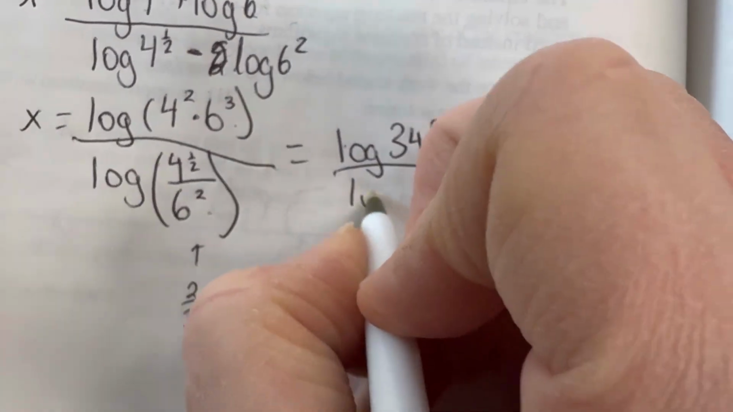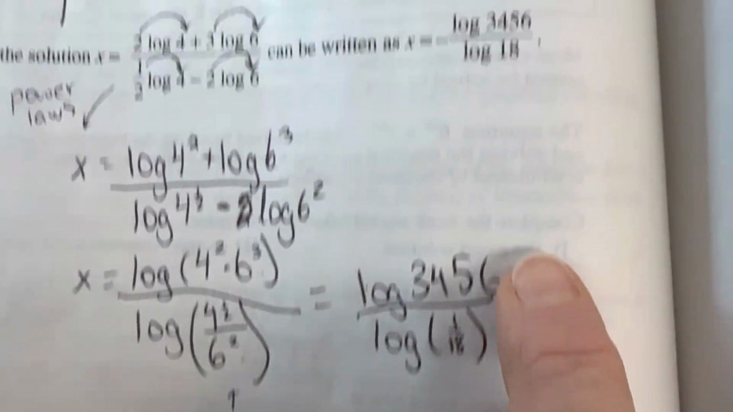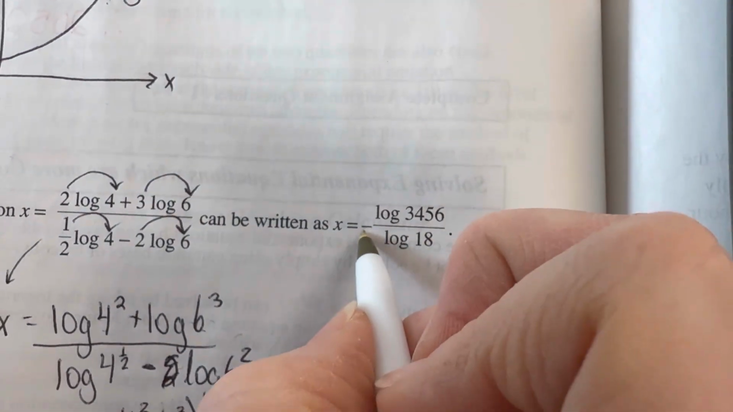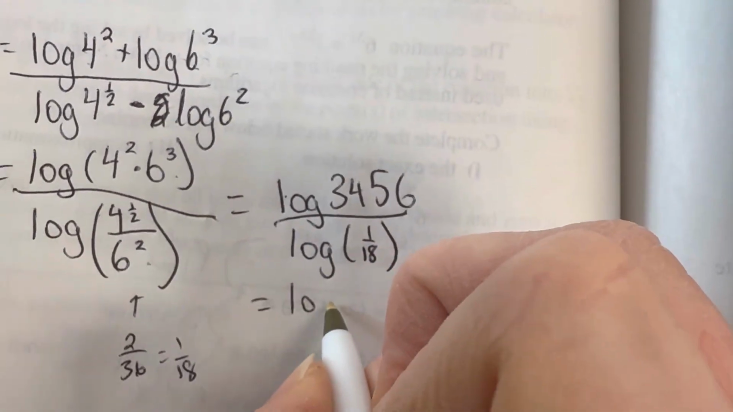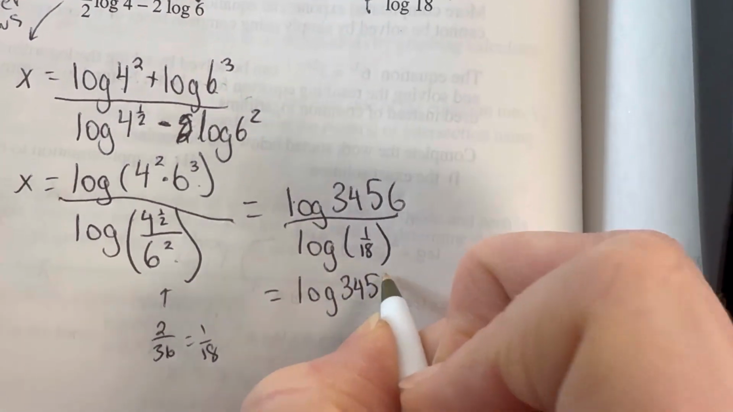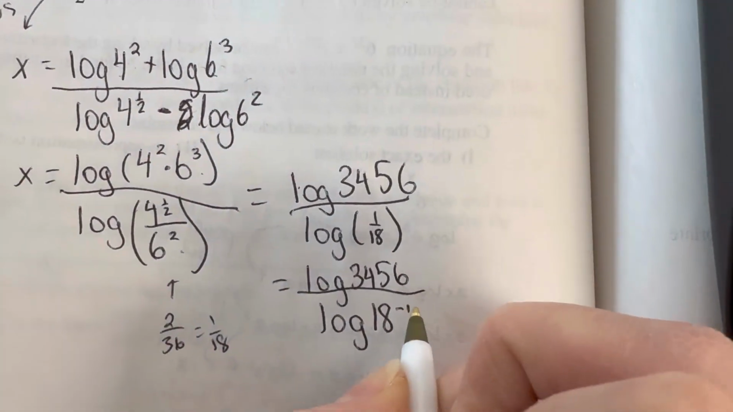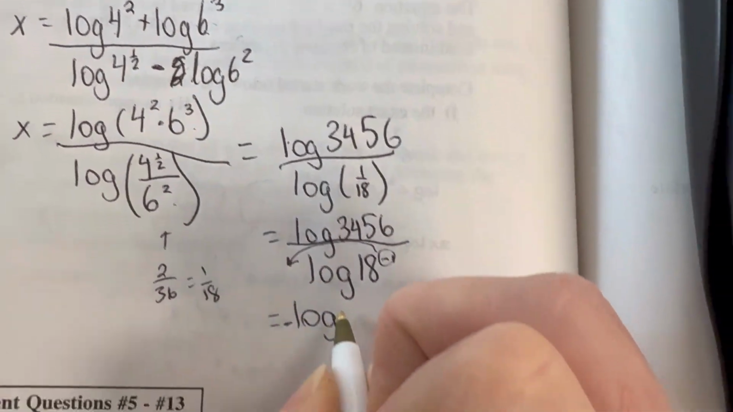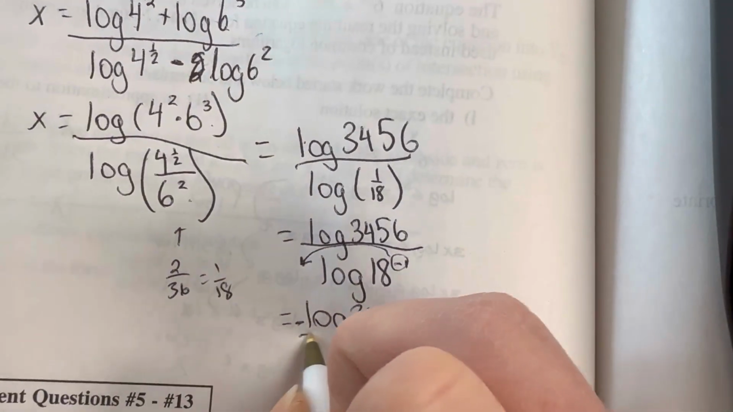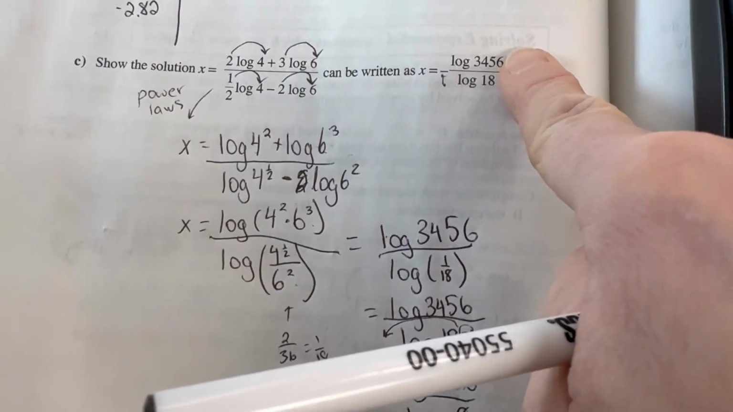And so then we've got log of 1 over 18. If you notice here, it's 18, and then look at that negative. So all I have to do here is use the power law. The top stays the same, and then I would write log, so this is 18 to the power of negative 1, and then I would bring that out front. So that's negative log 3,456 over log 18. There we go. That was what we wanted to be demonstrated. So now you can work on your assignment.